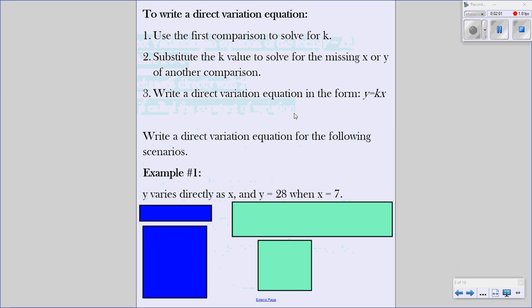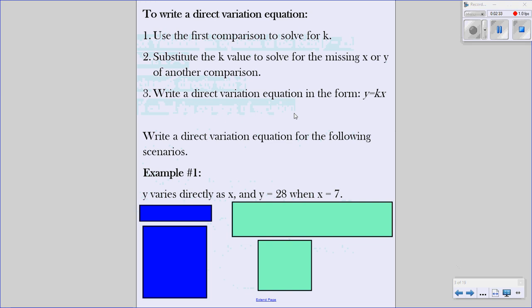Listen to how the steps are used in order to solve this. You first do the first comparison by solving for k. Then you substitute the k value to solve for the missing x or y in another comparison. That means in another direct variation equation. Then you write the direct variation equation in the form y equals kx, and in this situation, you would just use what you've found for k.